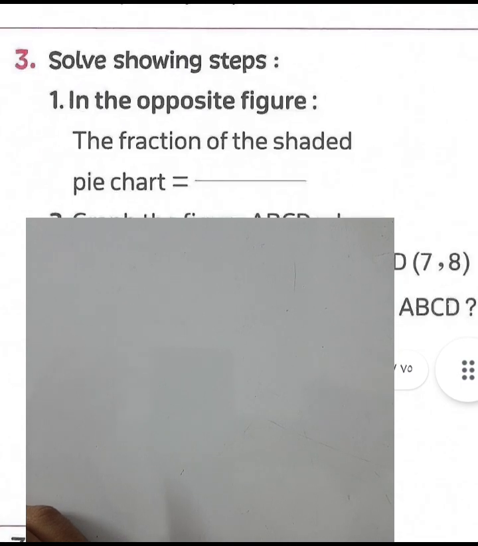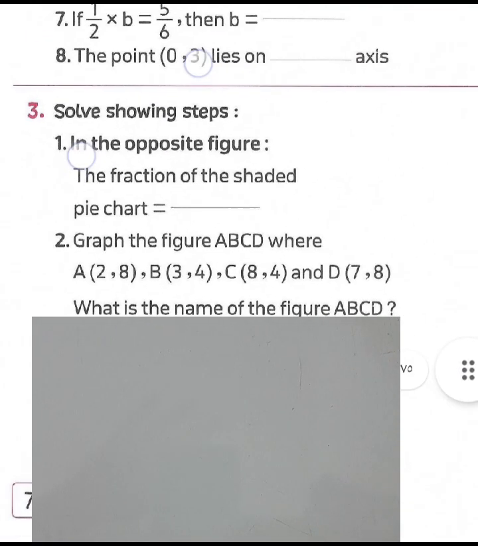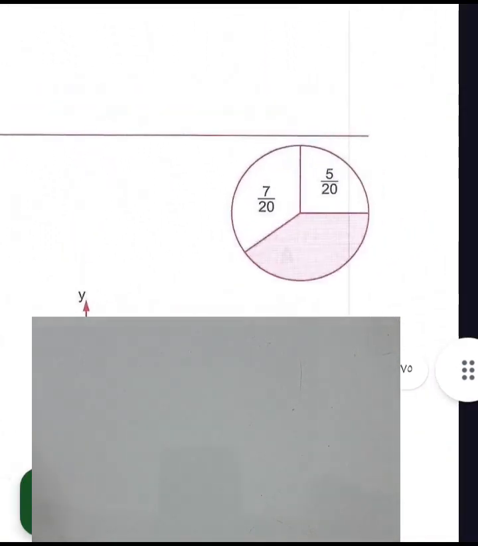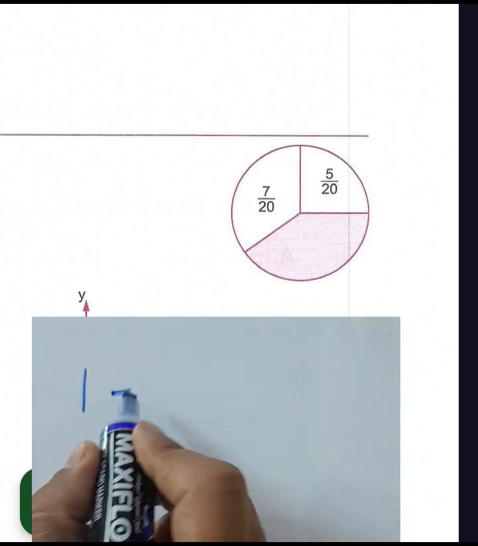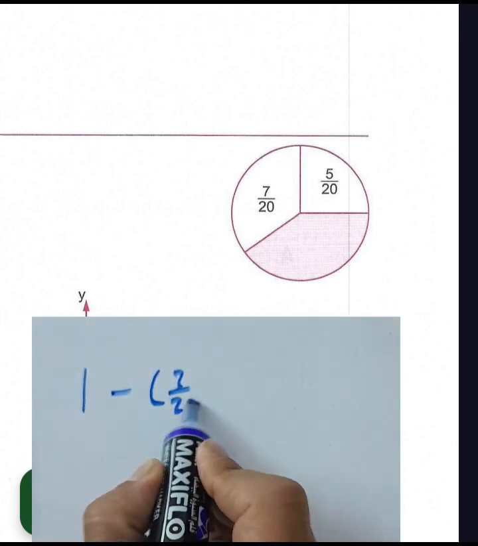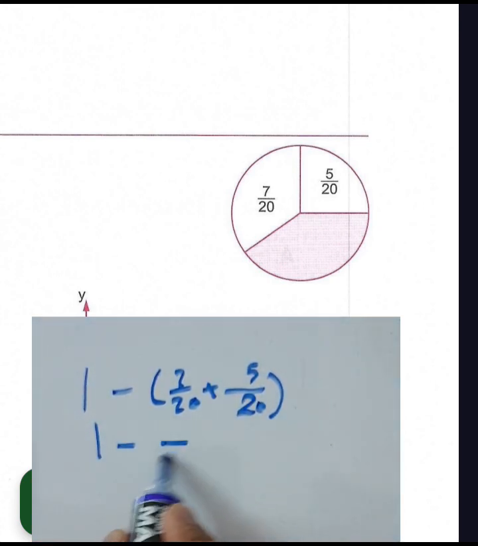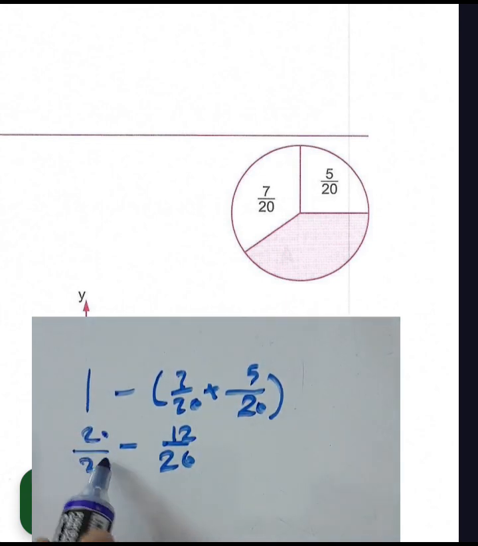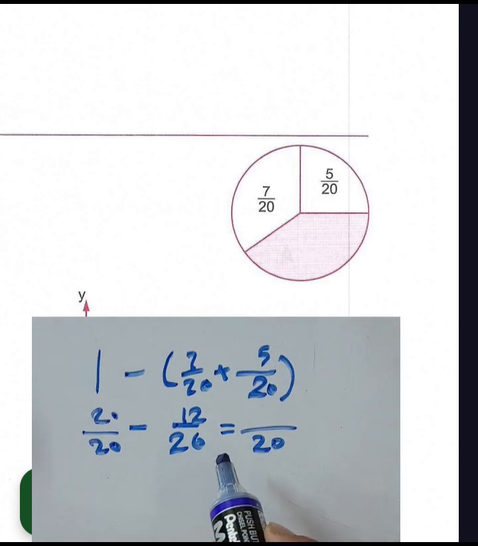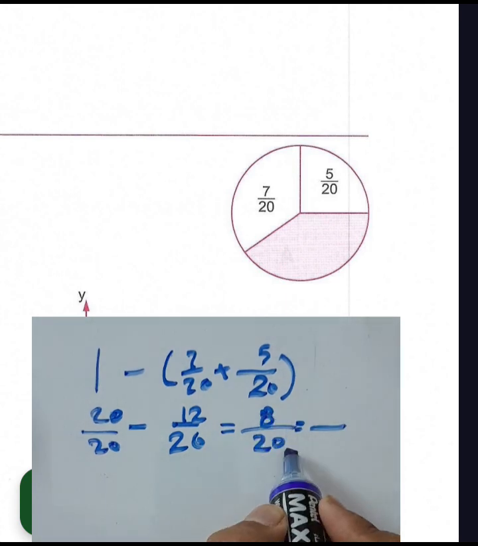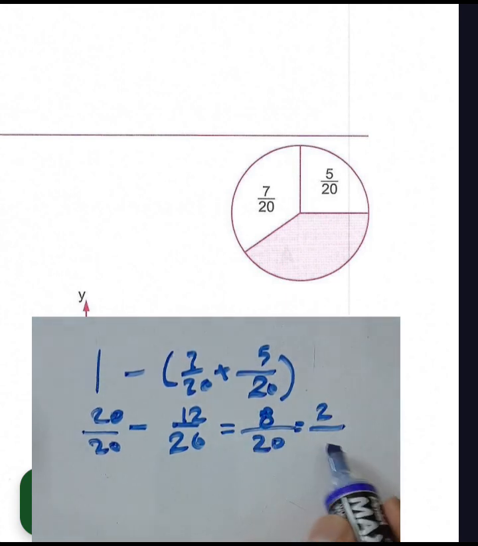Question number 3, solve, showing here the pie chart. In the opposite figure, we can see the pie chart. The difference between 1 and the sum of two fractions here, 7 over 20 and 5 over 20. We can write 1 subtract the sum of the two numbers, 12 over 20. You can convert 1 here to 20 over 20, and then write 20 minus 12, it will be 8, and 8 over 20 you can divide by 4 in numerator and denominator. 8 divided by 4 equals 2, and 20 divided by 4 will be 5. Then the result will be 2 over 5.